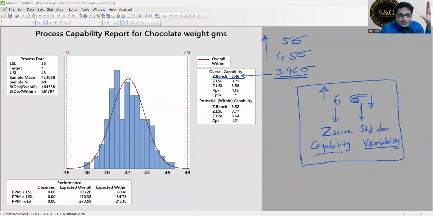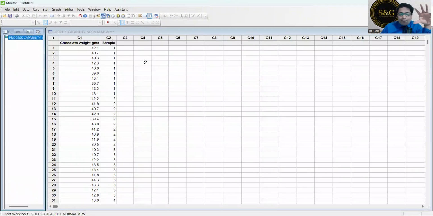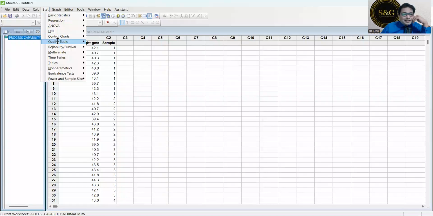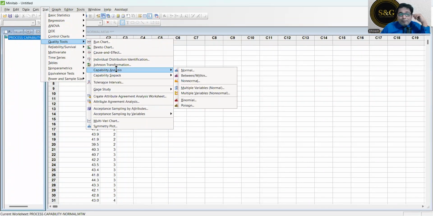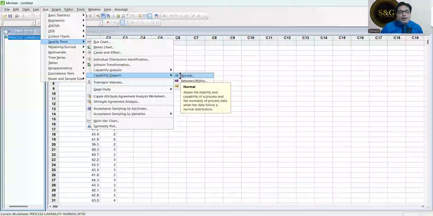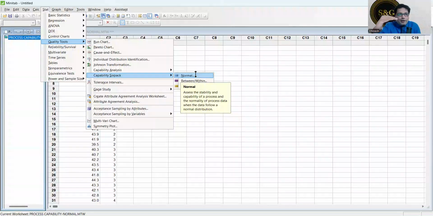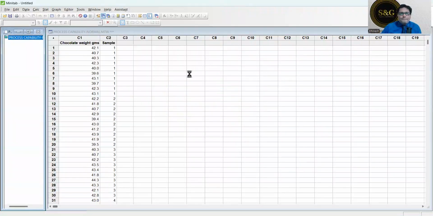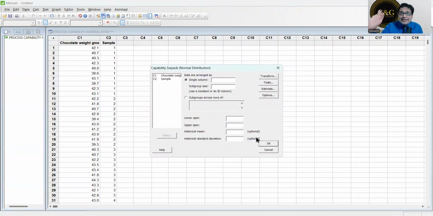Now let me show you the six pack analysis. Let me clear this off and go back to the data. In Stat, Quality Tools, below the capability analysis which we have just done, there is something called Capability Sixpack. Can you observe this? Stat, Quality Tools, Capability Sixpack, and Normal, because our data is normal. Click on that.